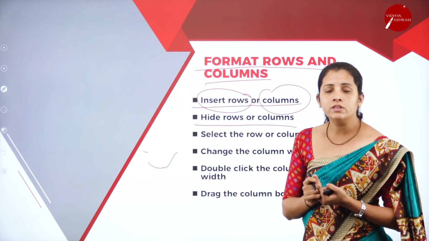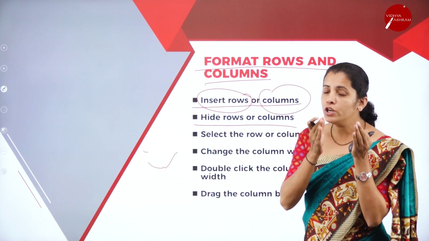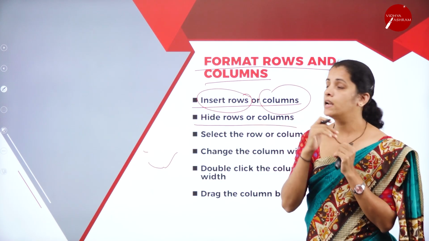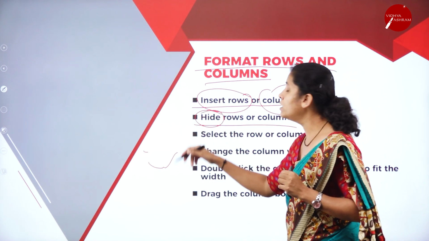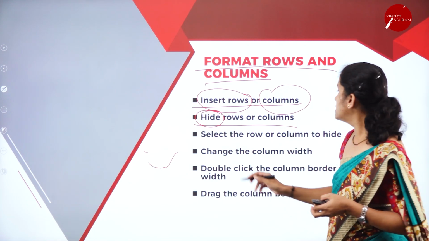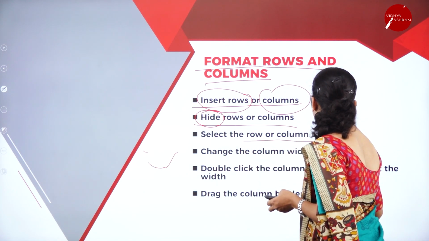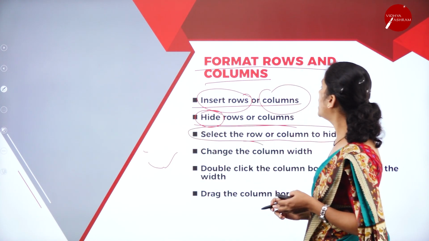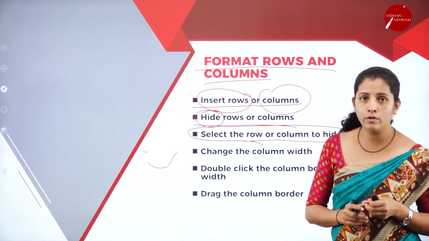Then suppose I want to hide any particular rows and columns, then I'm going to have the options called hide row and hide column, and select the row and column to hide. That means to hide the rows and columns, what do I want to do?